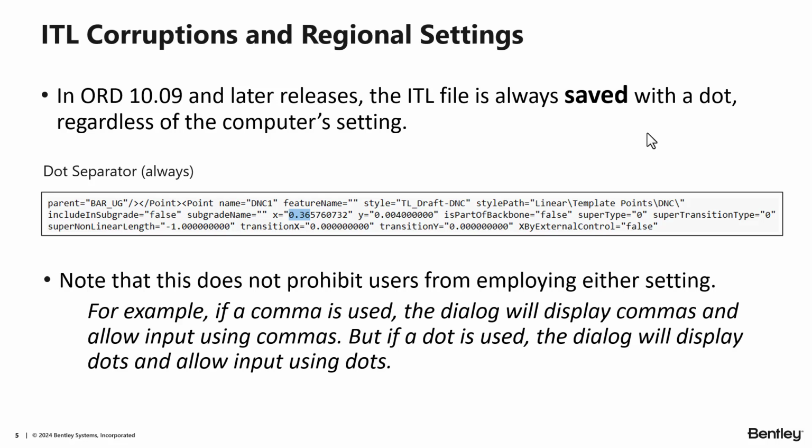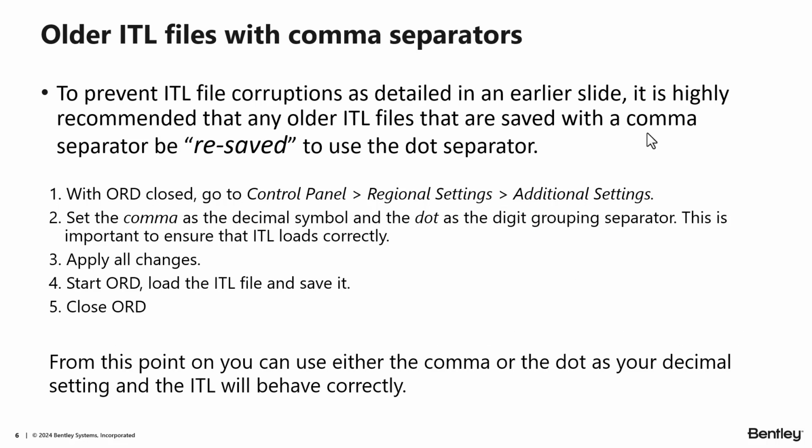So it's always saved with a dot, but I want you to keep in mind this doesn't prohibit users from employing either setting. If you've got your setting set to a comma, as long as you're in the Create Template dialog, it will display commas. It will allow you to input using commas. It's only going to save it as a period. The same thing if your regional settings are set to a dot: the dialog while you're in there is going to display dots. It's going to allow input using dots, and as I said, it will save as a dot.